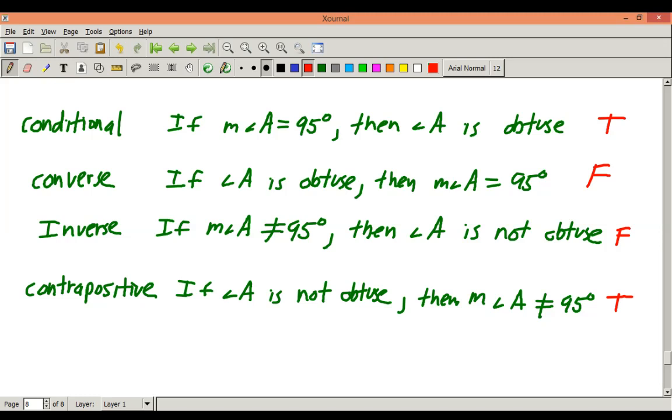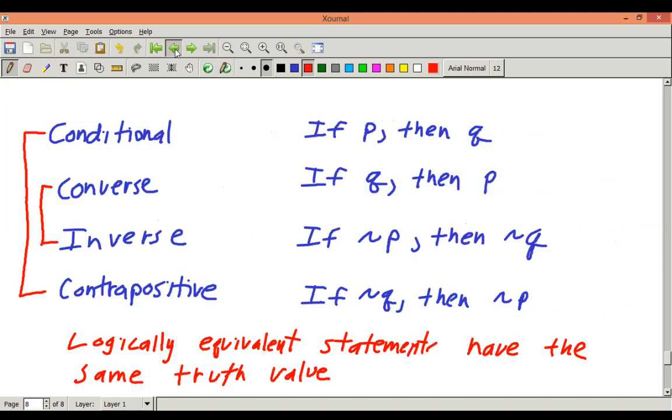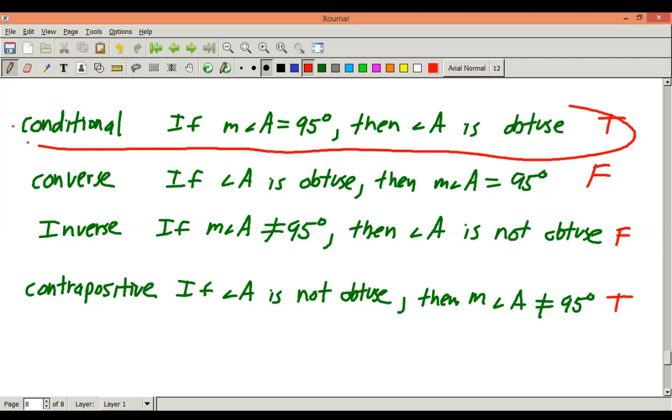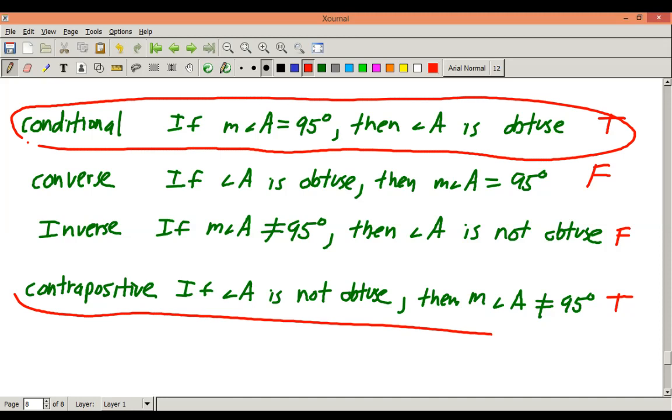So notice what we said before in the previous screen, the statements that are logically equivalent. We said the conditional and its contrapositive are logically equivalent, and the converse and the inverse are logically equivalent. That means they have the same truth value. So we see that right here. So the conditional was true, and so is its contrapositive. And that always will be the case. They are logically equivalent.